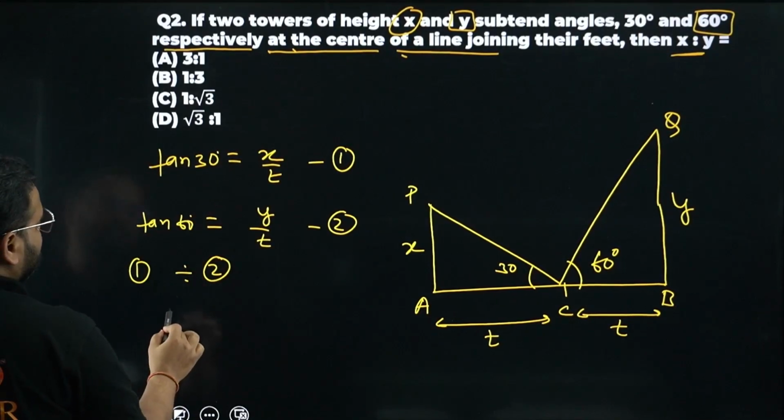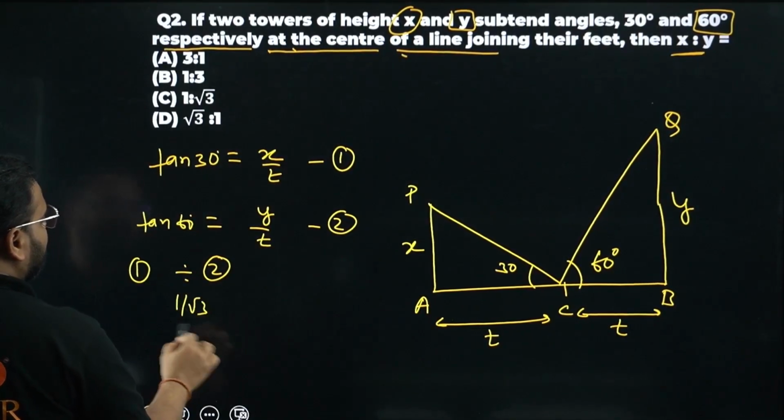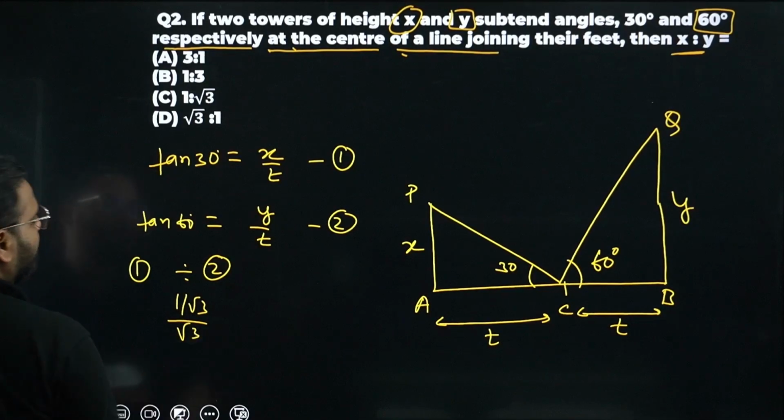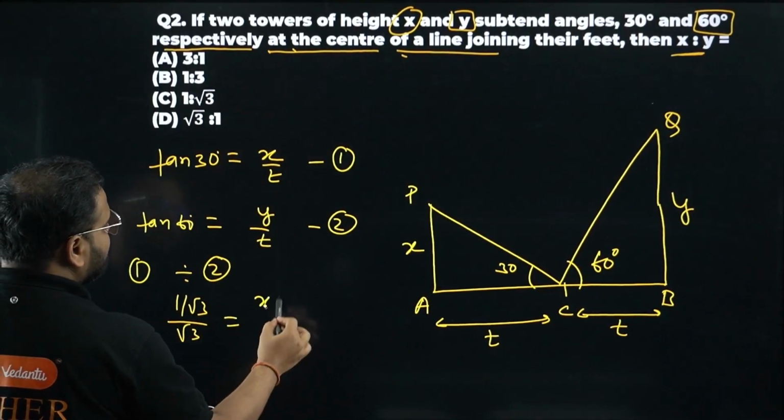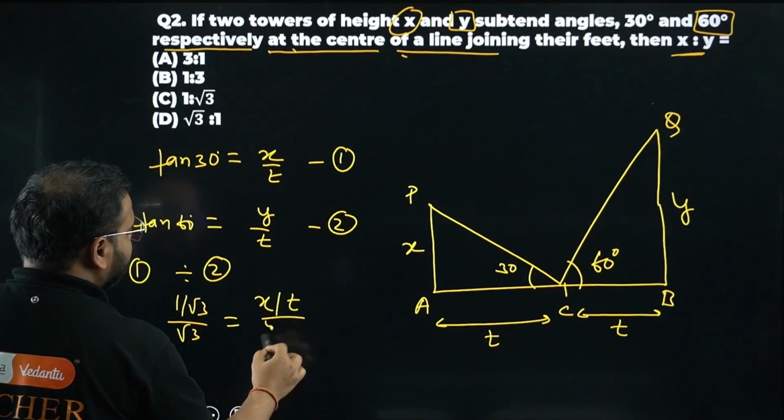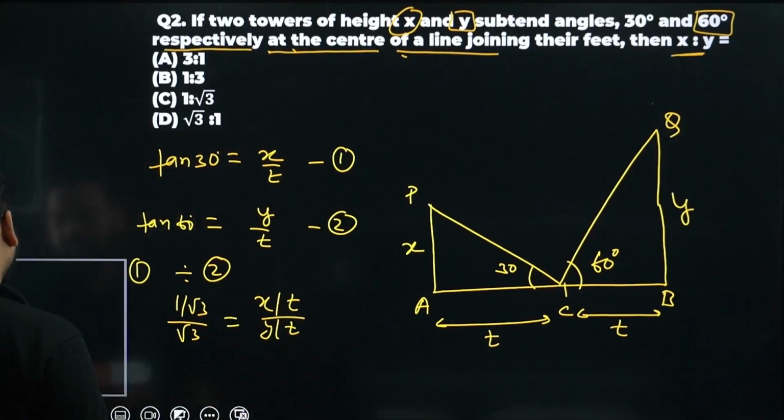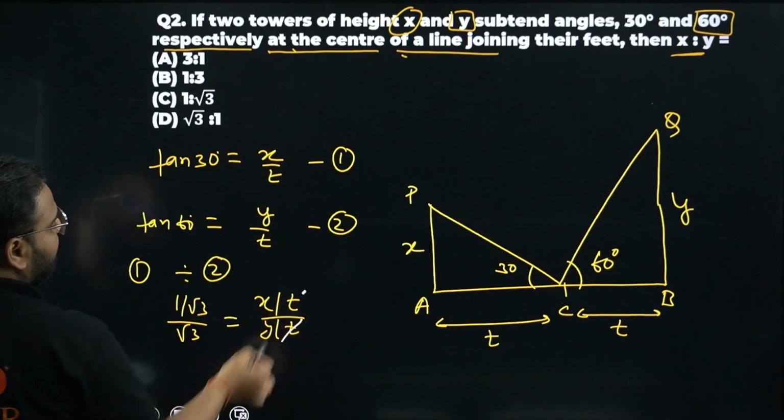Tan 30 by tan 60 is what? Tan 30 is 1 by root 3. Tan 60 is how much? Simply root 3. Okay. What about this? X by T divided by Y by T. See the magic now: T and T cancel.